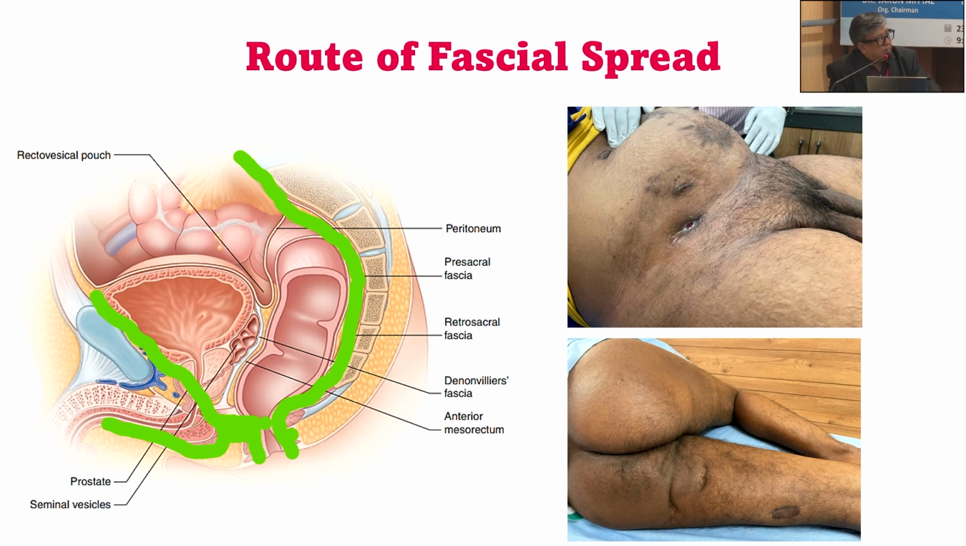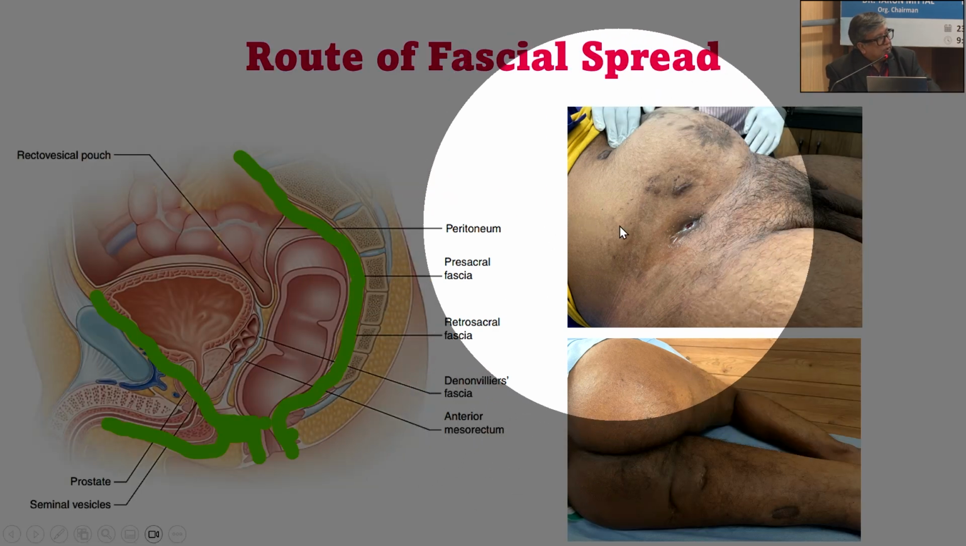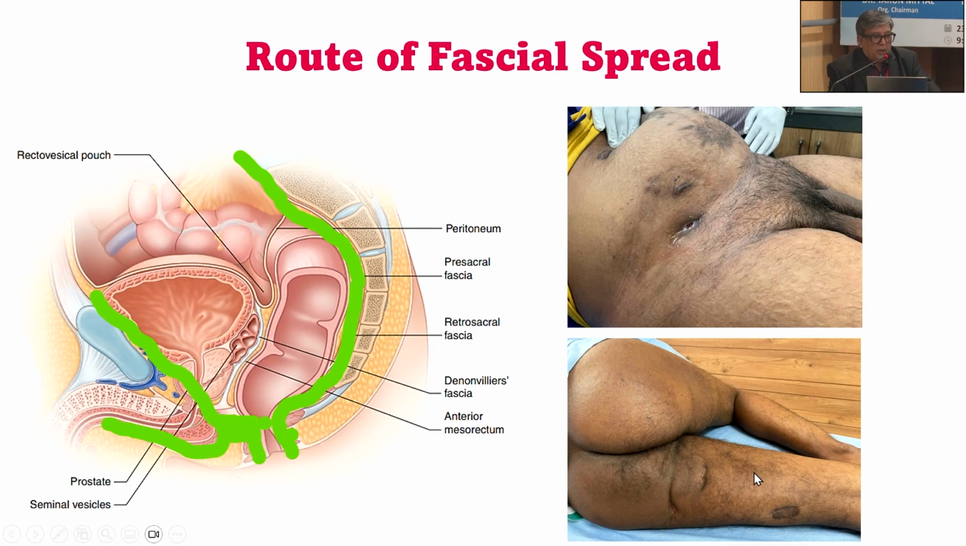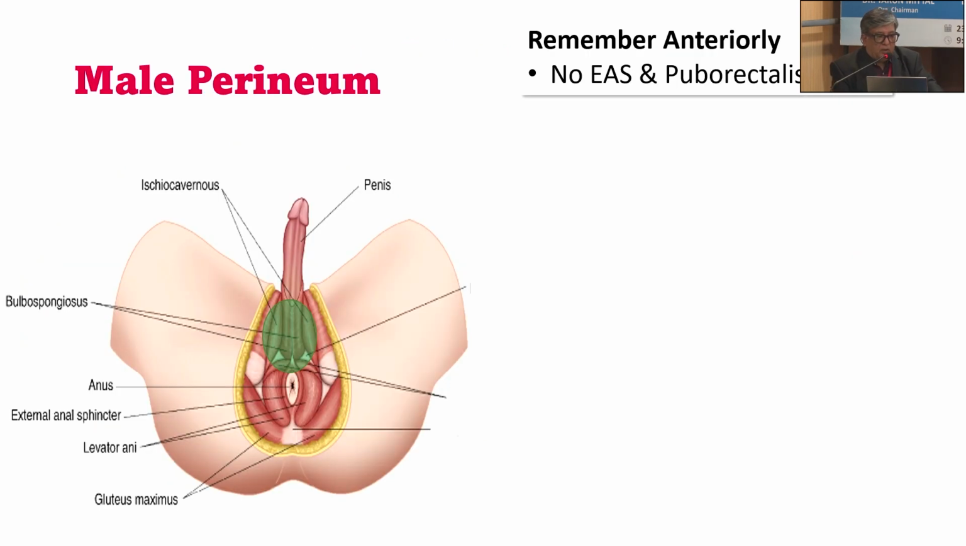It can come to the abdominal wall, as you see here. It can go to the leg. And don't manage the abdominal wall and the leg aggressively. Just curette it. What you need to manage is the primary problem, that is the anal canal.